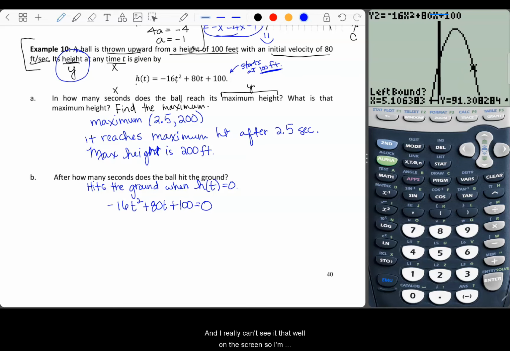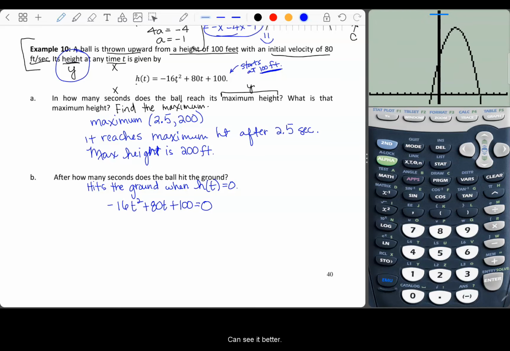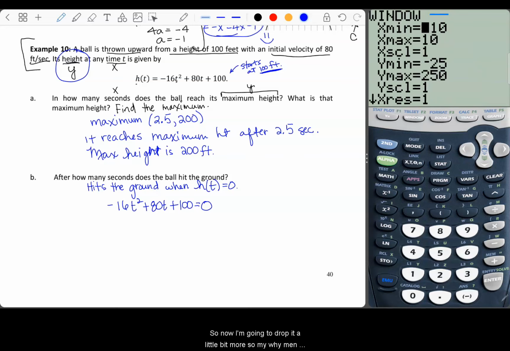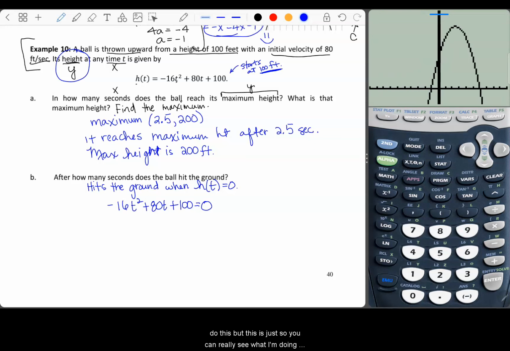And I really can't see it that well on the screen, so I'm actually going to go into Window, and I'm going to drop my y down to a negative 25 and see if I can see it better. So now I'm going to drop it a little bit more. So my y min, I'm going to drop it to a negative 50. Now, you don't have to do this, but this is just so you can really see what I'm doing on my calculator.